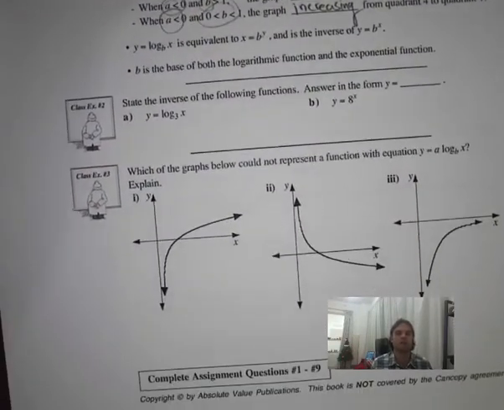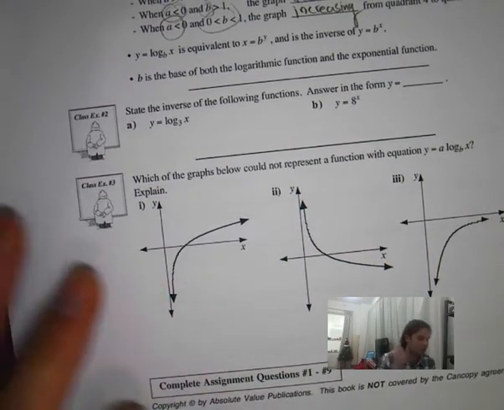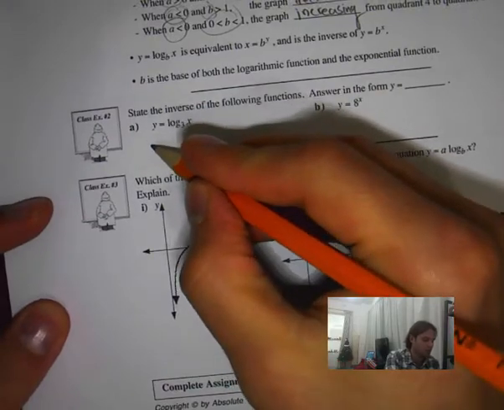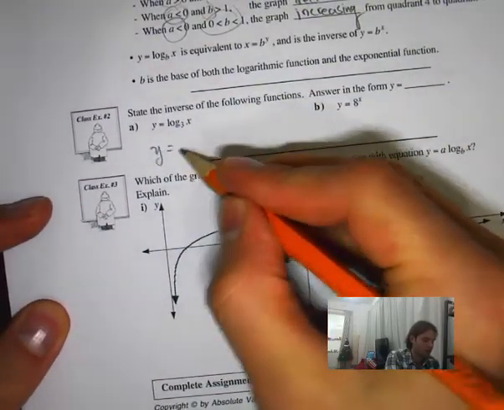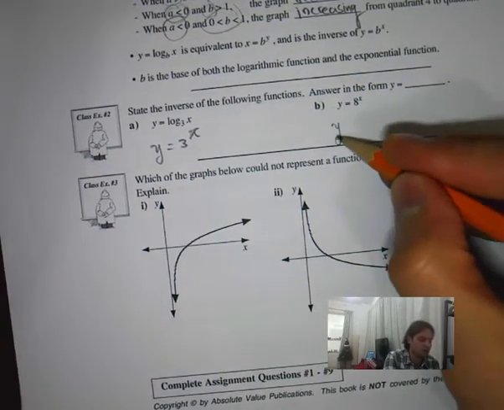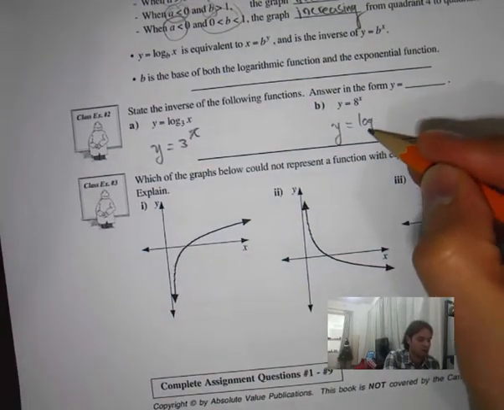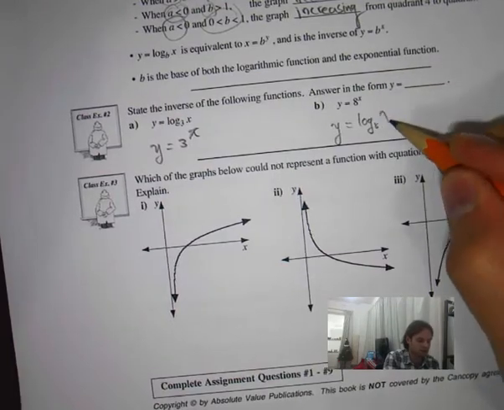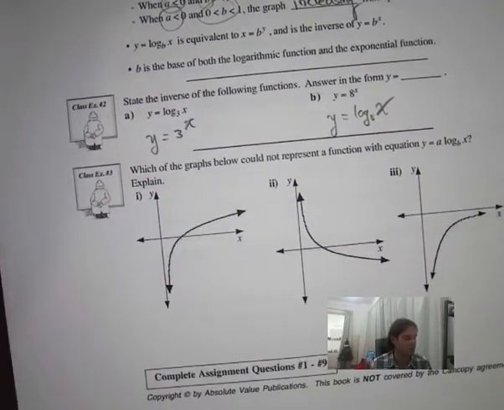So, here we go. Here are some examples for us. State the inverse of the following functions in the y form. Okay, so that's simple. This first one is just going to be y is equal to 3 to the x. That's my inverse. This one here is y is equal to log base 8 of x.